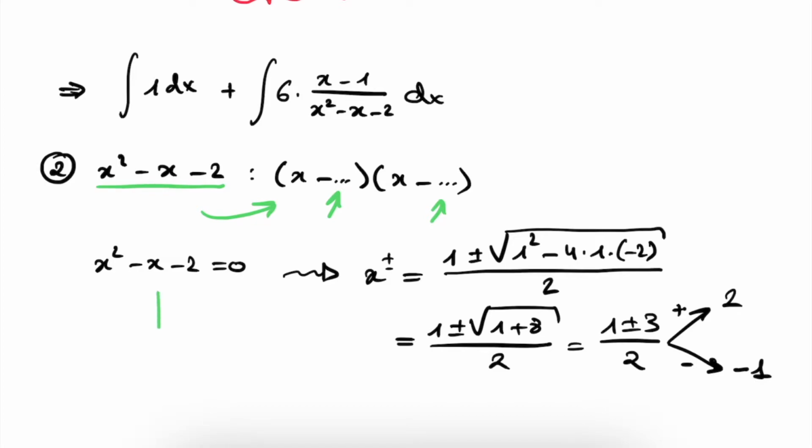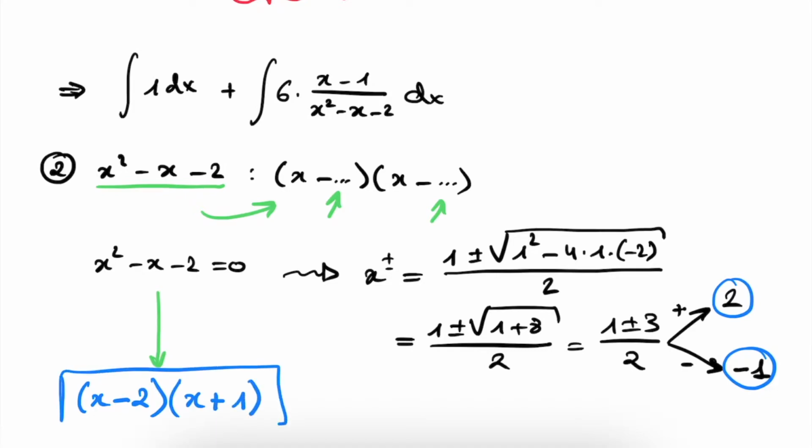So now we know that we can write this second order polynomial as x minus this first 0 point, so x minus 2, times x minus the second 0 point, which is minus 1. So minus and minus becomes a plus, and we get x plus 1. And this is how we can write our second order polynomial. So this is how we can write our fraction.